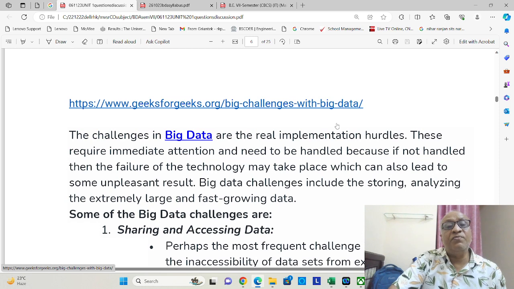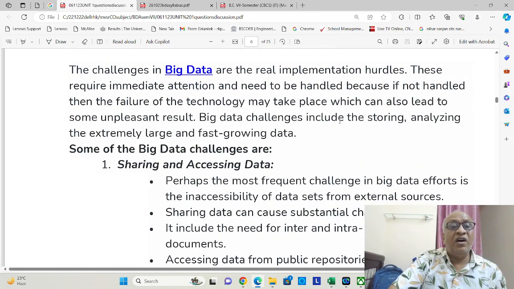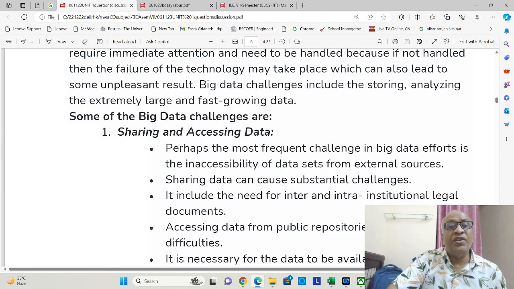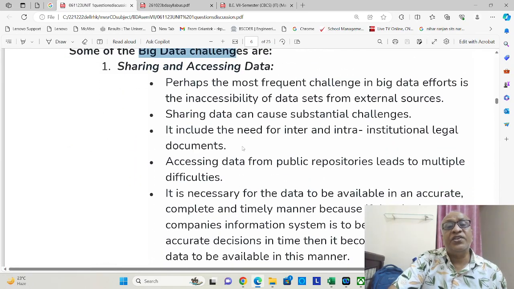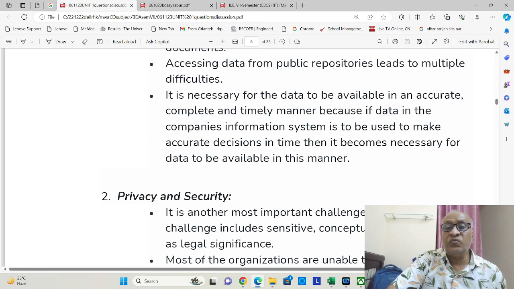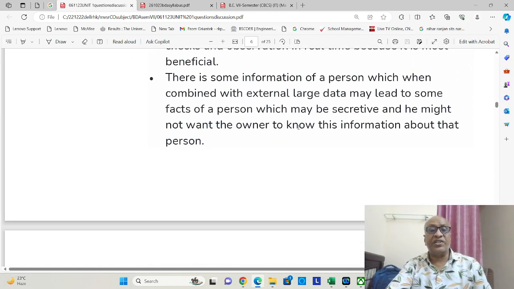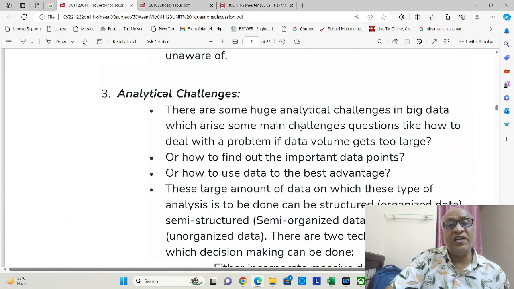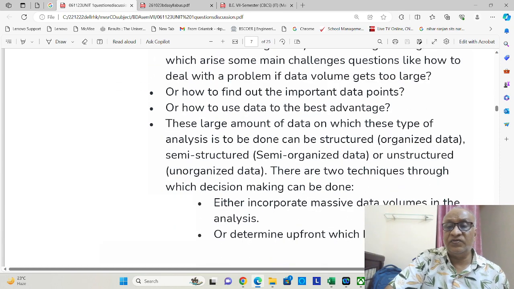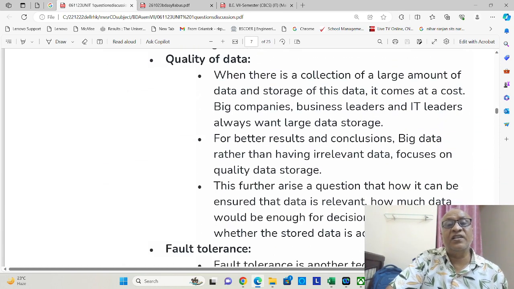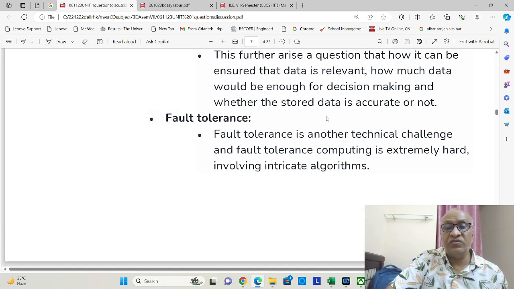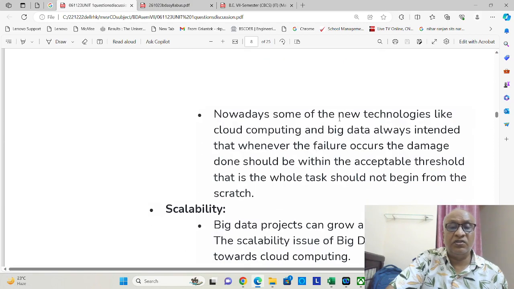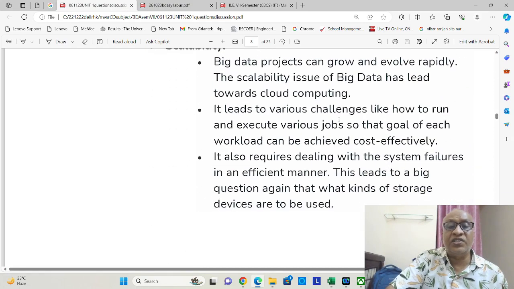Then there is a link from Geek for the same. I'll make a walkthrough of this. The big data challenges mentioned in this link of Geek is sharing and accessing data. So privacy and security is the next challenge. Analytical challenges are there. Technical challenges are there, as in quality of data. Fault tolerance is a technical challenge. Scalability is a challenge.